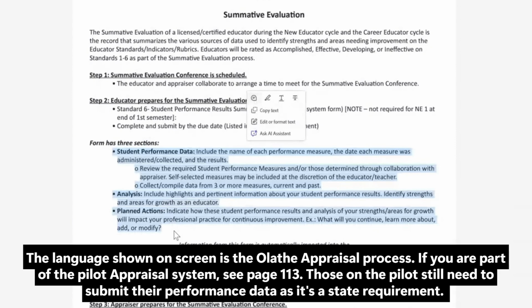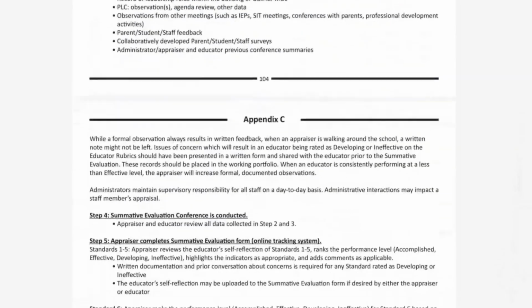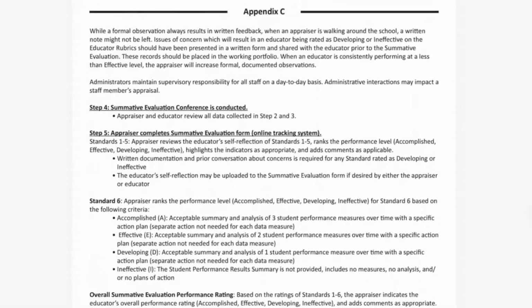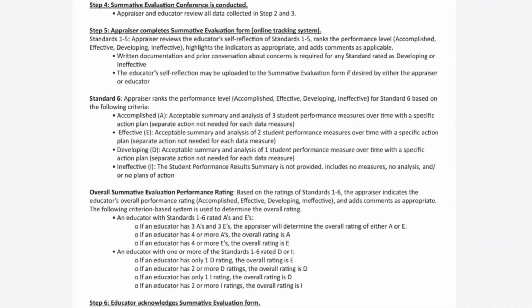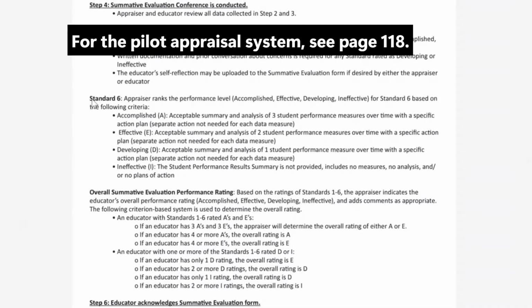What that means to you is that Standard 6 isn't scored based on the quality of the data, because we know that every test and every student is different. Standard 6 is actually scored on the quality of your reflection. So to see that in Appendix C on page 105, it explains how an appraisal will score your Standard 6.